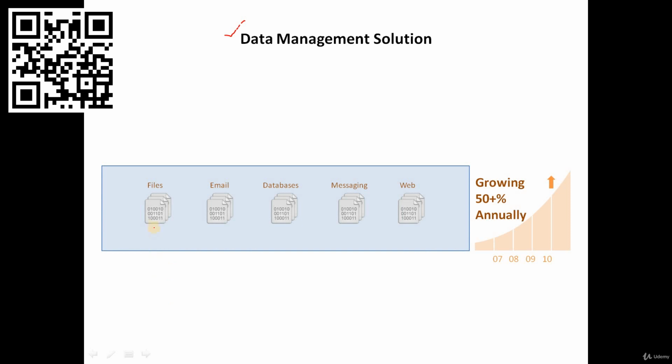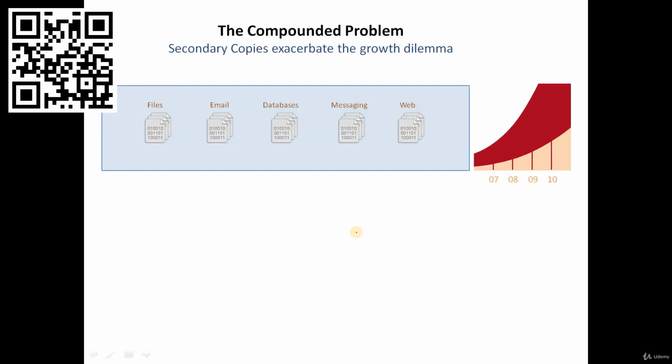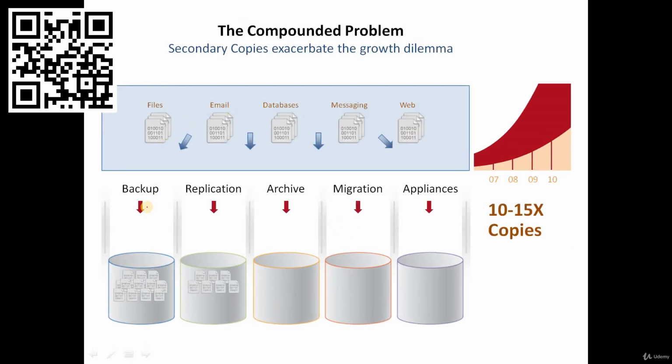Any common or general organization will have different types of data such as files, emails, databases, messaging, and web. These are very common types of data that every organization will possess. And the challenge is that it is growing at a plus 50% rate on a yearly basis. So they need to not only back up this data, but also manage this data. So what happens when we talk about managing this data? The first activity that we talk about is we plan to take a backup so that we have a copy of the production data.